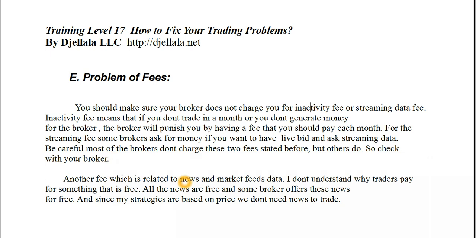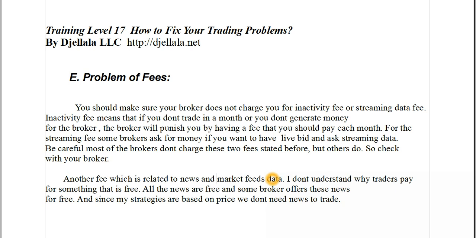Another fee is related to news and market feed data. I don't understand why some traders buy news that is free. News, you go to any website that has news and it's for free. So why should you pay for something that is free? Brokers charge $10, sometimes 15 or 20 or 25, depending on the broker. And the free information he brings from Yahoo and from Nasdaq or the company, and he puts it on his website, and you are paying for that.